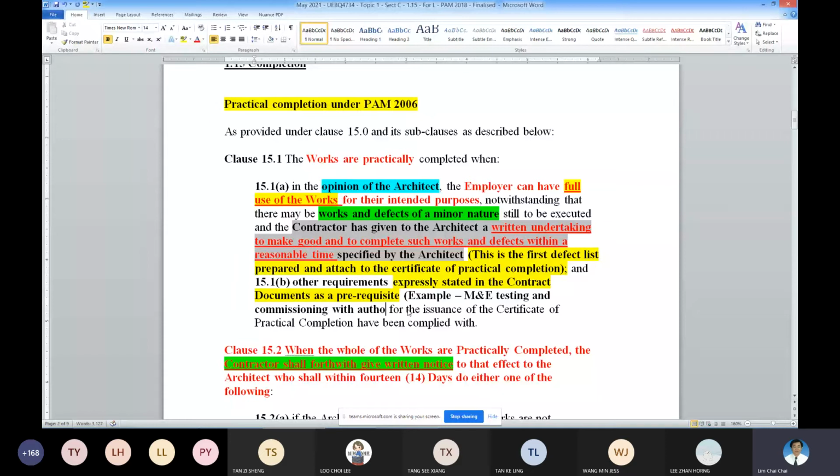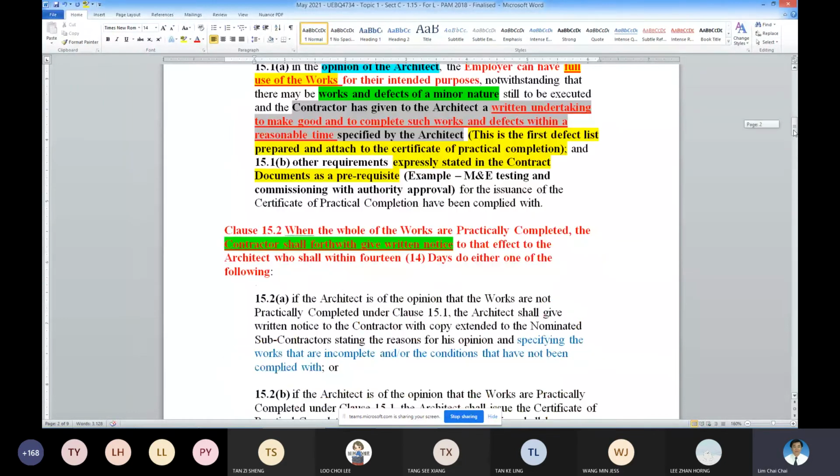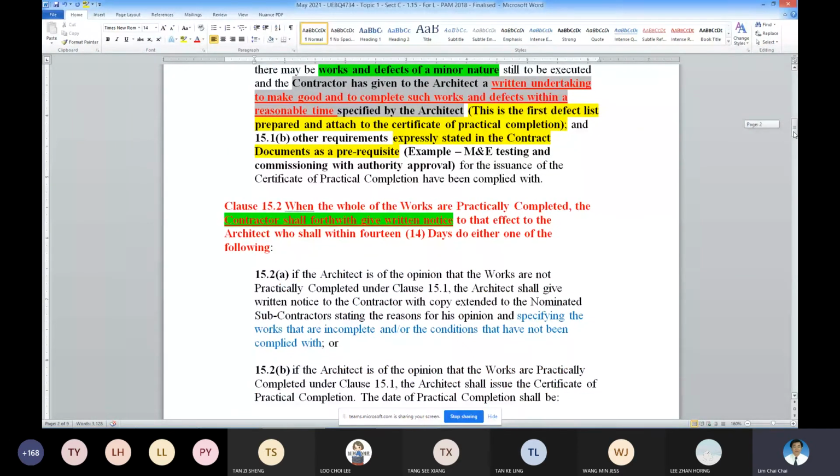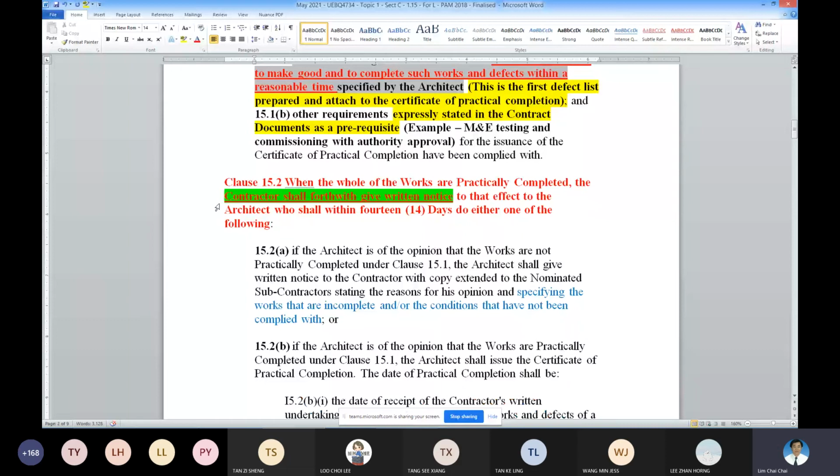Okay, it's a prerequisite. Some of them may have multi-stage testing. So you need to have all these multi-stage tests complied with before you can be given your CPC. Okay. So now, if the contractor thinks that the works are completed, you need to submit. Once you submit already, then the architect will make use of clause 15.1a and b, whether to issue to you your CPC certificate or not.